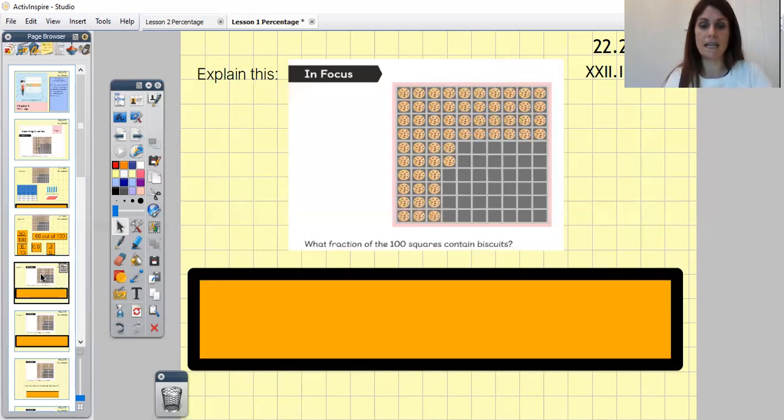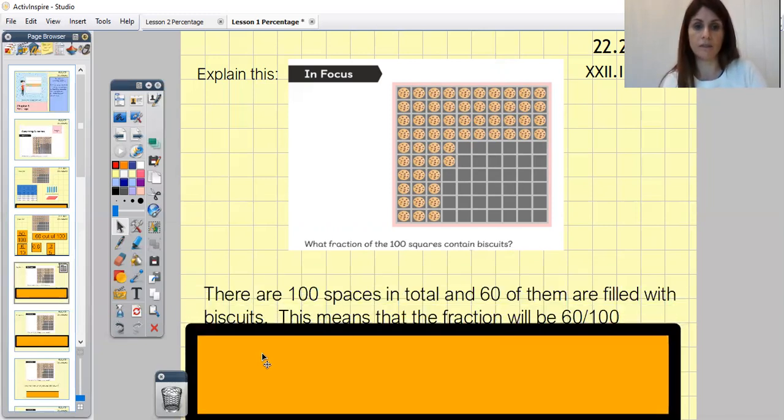So explain it. Right, so this is kind of the bit where when we ask you to do your in focus, we always say, right, can you actually write it as a sentence and include a calculation? So this is that bit of it. So how would you explain it? Now, you can't just give me the answer, what fraction of 100 squares contains biscuits. I want you to see if you can explain it a little bit more. So pause the video and have a go at doing that. All right, let's have a look and see what we've done then.